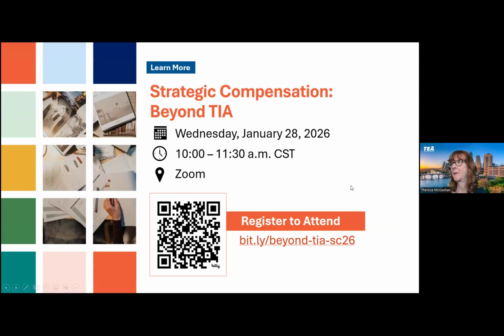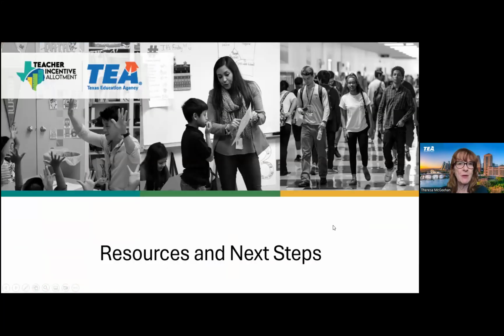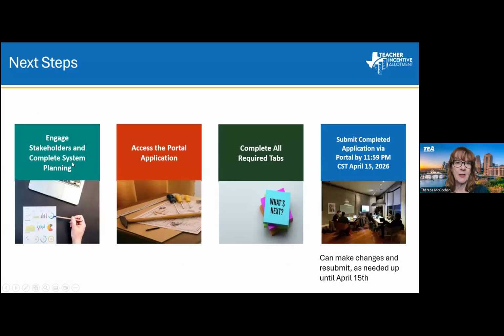Thanks, Laura. So we do have some resources and next steps for you. Next step, engage stakeholders and complete your system planning. We really want to make sure that as you plan for your expansion and or modification of your current system, you're engaging stakeholders and you have a plan first before you start trying to fill out the application. You really need to have your plan in place first, and then the application is you explaining what your plan is. So the first step would be to engage those stakeholders and complete your planning.